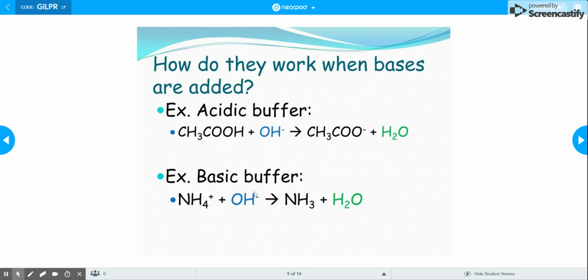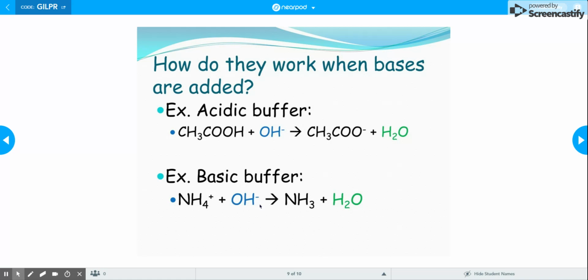Then in a basic buffer, we add a base to it. It's giving off those hydroxide ions. Well, here was the conjugate acid of that basic buffer, and so therefore that hydrogen is going to pop off of there and then give the hydrogen to the hydroxide and form water. So even though we're adding a base to it, our hydroxide ions are being absorbed by either the acidic buffer or the basic buffer. So they both are absorbing the hydroxide ions, therefore the amount of hydroxide ions doesn't change, therefore our pH will not change.